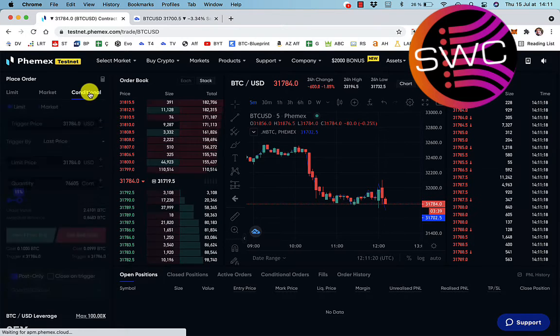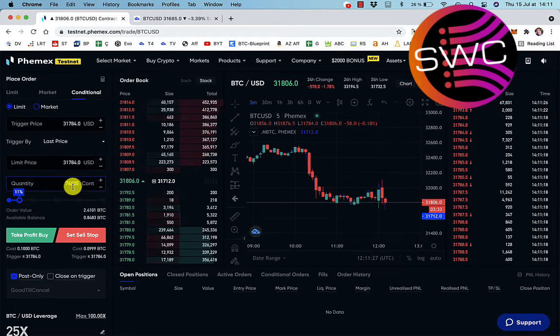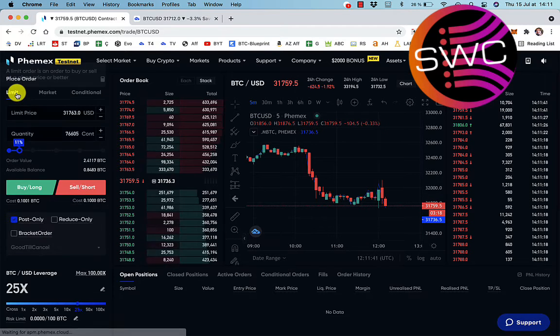A conditional order is something where you can set various parameters. So if a price reaches a certain price that might be above the current price, you can trigger a buy then. You use that for things like breakout trades, and you can use it for taking profit as well, but that's a bit more advanced. So for the moment we're just going to use a limit order.